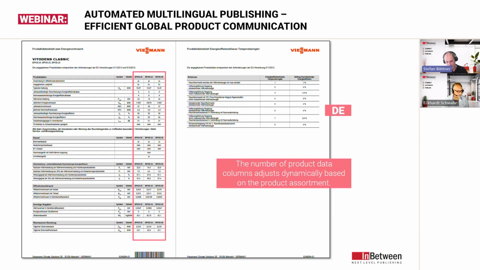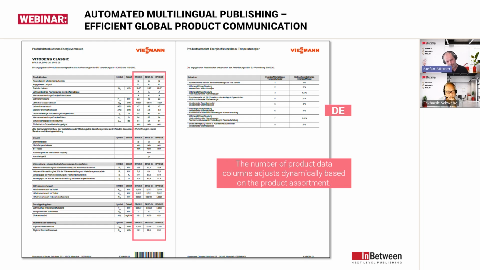When we take a look at the data sheet, now there's a German version, and in that German version, the first table shows the product data. And there you can see there are, of course, technical values here, and these technical values are shown for 3 articles, for 3 products. So we have 3 columns generated out of the data.